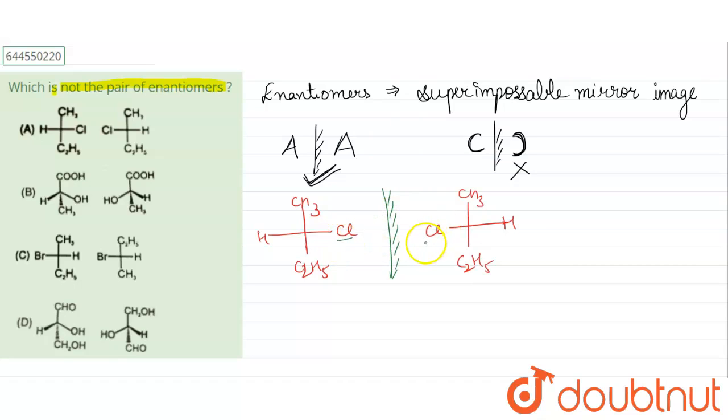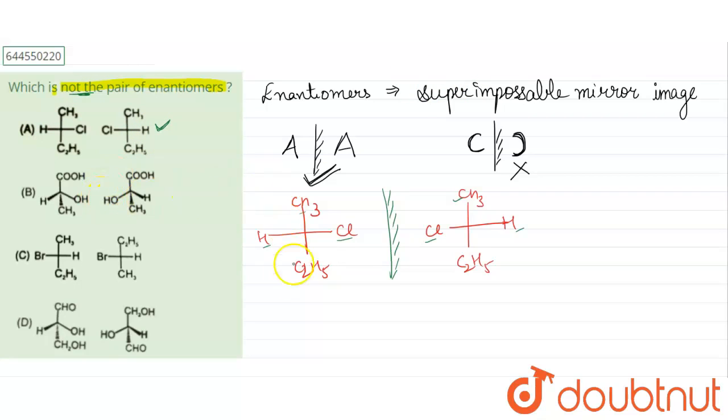this Cl resonates Cl, yes. This CH3 resonates CH3, yes. This H resonates this H, very good. And this C2H5 resonates C2H5. So this one is the enantiomer, and we have to find which one is not the enantiomer. This one is an enantiomer, so this is not a correct option.